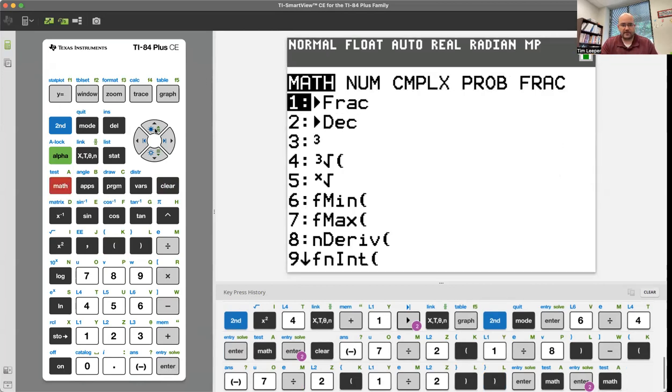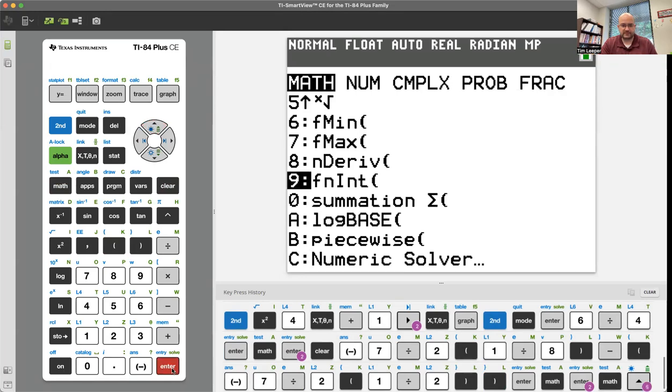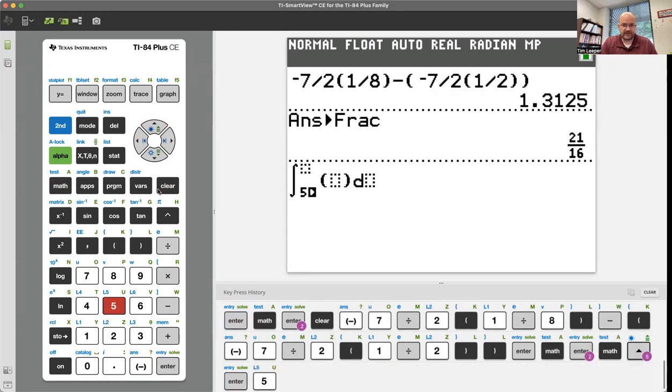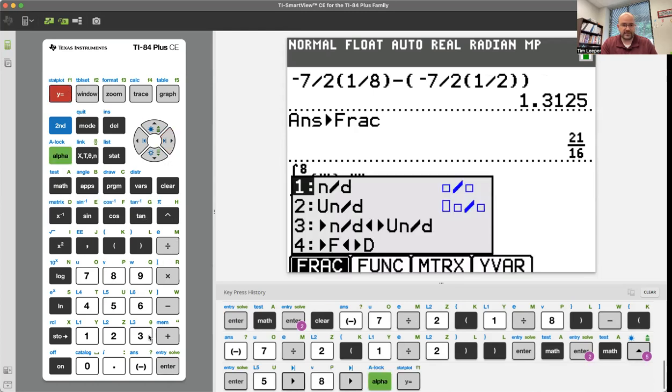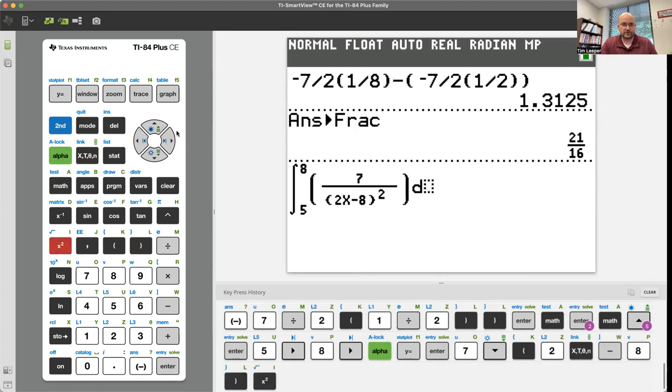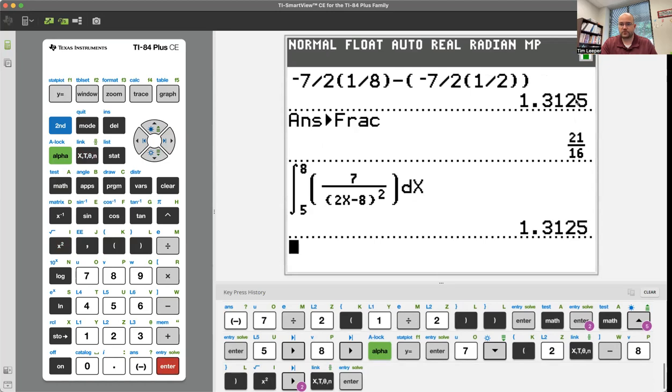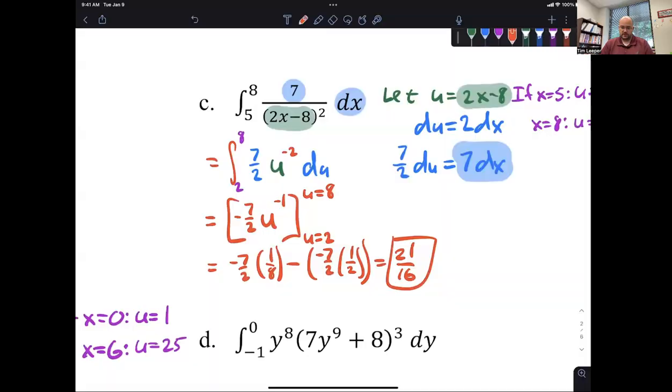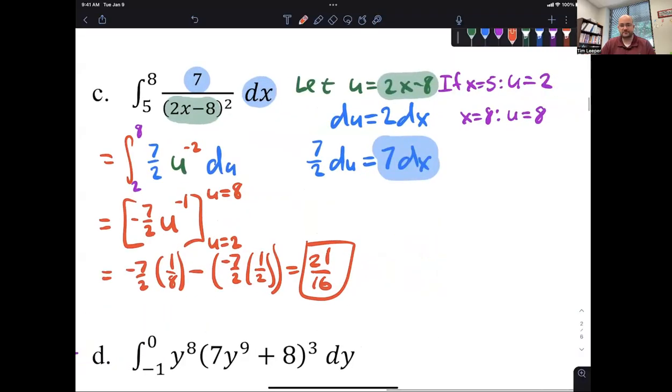Good. Now, if I go to math, go up here to fnInt, it gives me the integral from 5 to 8 of, use alpha y equals enter here, 7 over parentheses 2x minus 8 parentheses squared dx. There we go. Exact same number. Fantastic. All righty. Well, that was letter C.